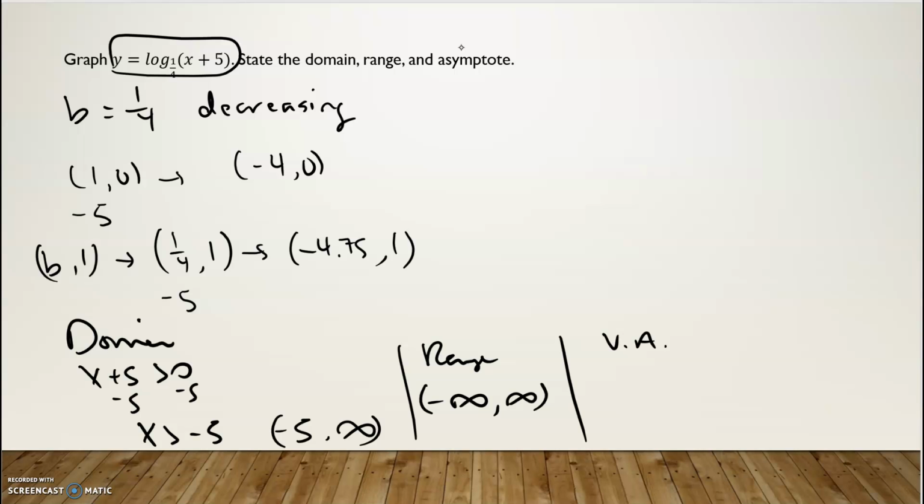And the vertical asymptote, it was x equals 0, but then we shifted it to the left by 5 units. So subtract it from 5. So x is equal to negative 5.